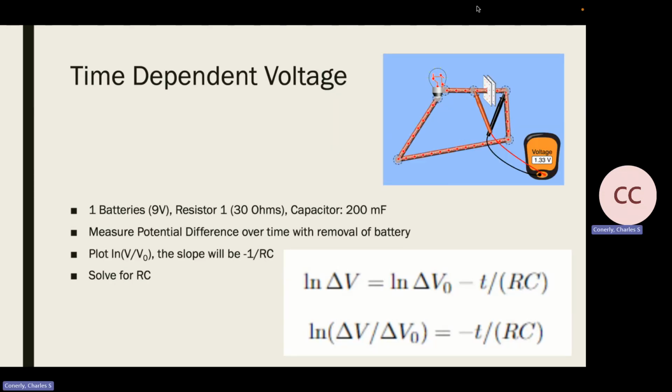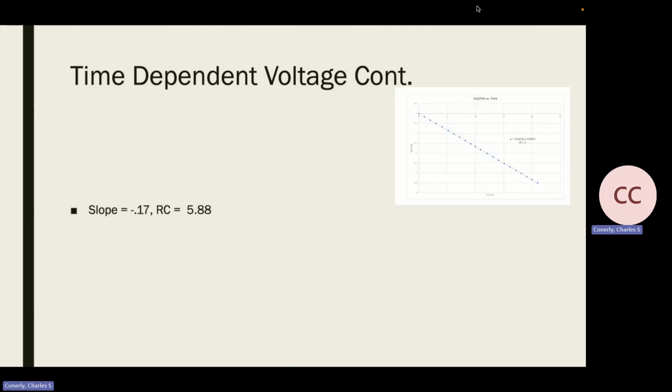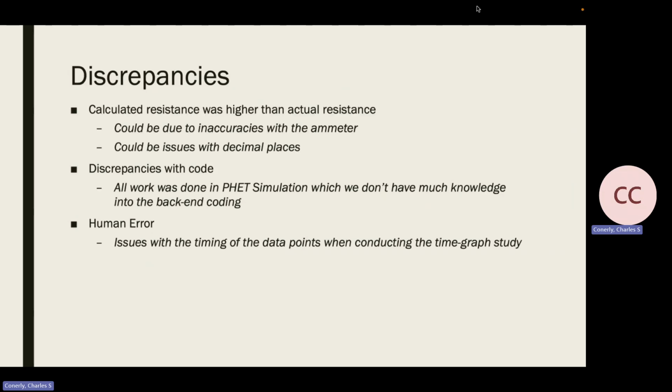We're also going to measure what happens when we discharge the voltage and how that changes over time. We're going to use these formulas below. We're going to plot the natural log of V over V naught, and the slope will be negative 1 over RC, and we'll solve for RC. We put that out on this graph. We can see our slope and our RC calculations using those formulas from below.